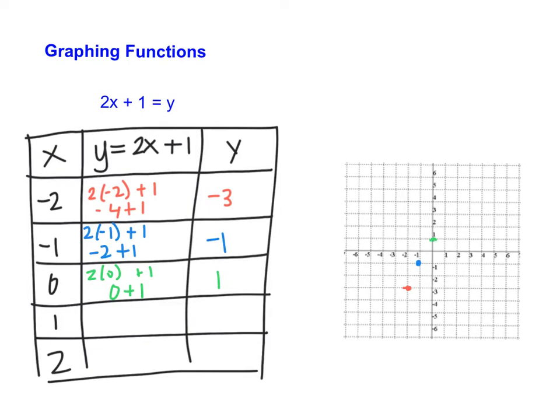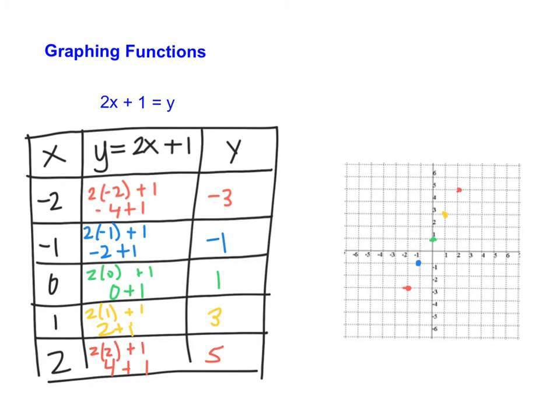Plug in a 1 for our input, our x value. 2 times 1 is 2, plus 1 is 3. So that ordered pair is (1, 3). And then we just have one more, plugging in a 2, so 2 times 2 plus 1, 4 plus 1 is 5. So our x is 2, our y is a 5.